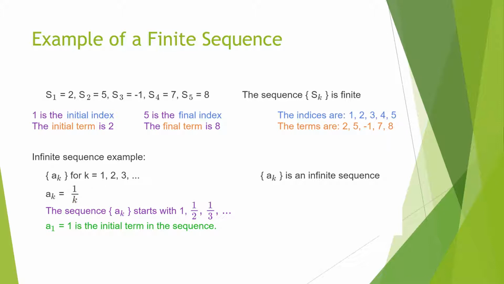So if you write down the first few elements of the sequence, then the sequence looks like this. The first element is 1, then 1 over 2, 1 over 3, 1 over 4, and this list continues forever. a_1, which is equal to 1, is called the initial term of the sequence, but since this sequence is infinite, it doesn't have any final term.